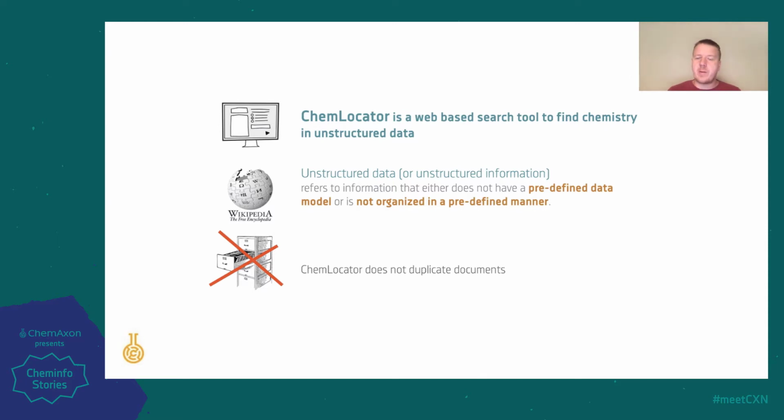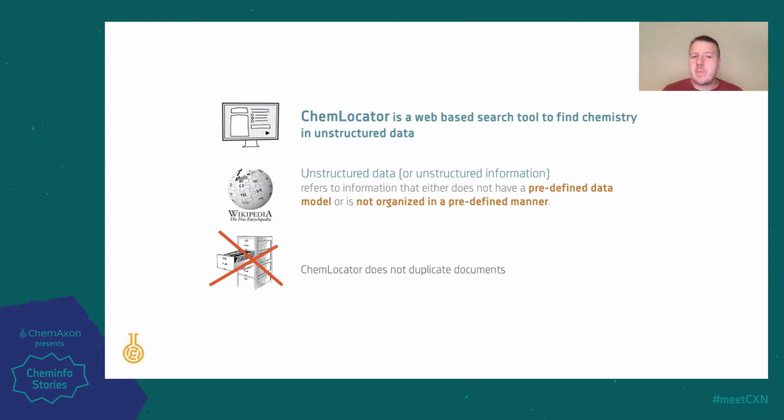So this is one thing that really exists, and that's one target or one thing we can ease, as we think, with ChemLocator. But let me give you some overview of what ChemLocator itself is. ChemLocator is a web-based search tool to find chemistry in unstructured data. This is the main purpose. However, it has more features than that, but this was where we started, and that's still the main feature of ChemLocator.